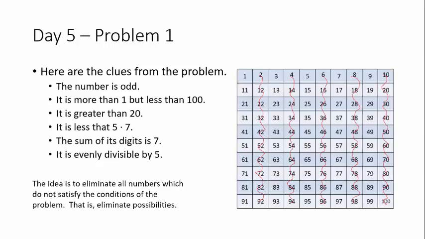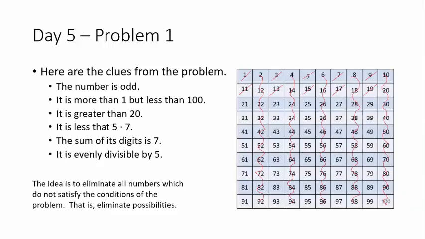The next clue is it is greater than 20. So that means I can eliminate all of the integers that are not greater than 20. So the remaining integers that are less than 20, I'm going to mark those out. You can see here that I've marked out all of the integers in the first 2 rows now.